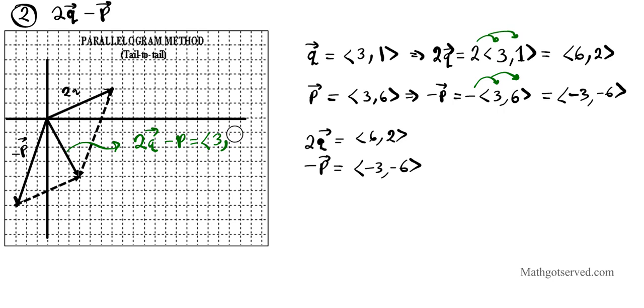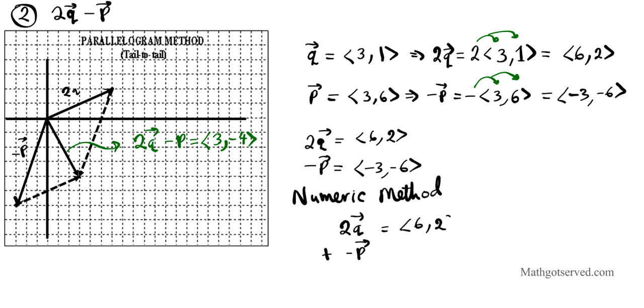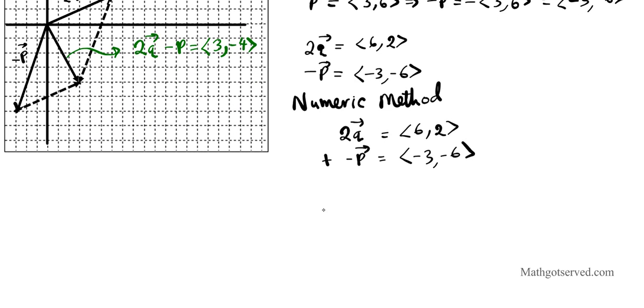Is 2q minus p equal to 3 comma negative 4? Well, we're using a different method. Let's do this arithmetically, verifying with a numeric method to see if our answer is in fact correct. What we're computing is simply 2q plus negative p. We know 2q is 6 comma 2, and when we add negative p, negative 3 comma negative 6, do we get 3 comma negative 4? That's the question. Let's combine these.